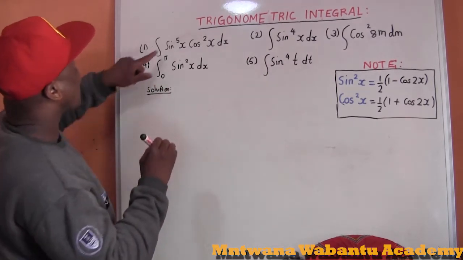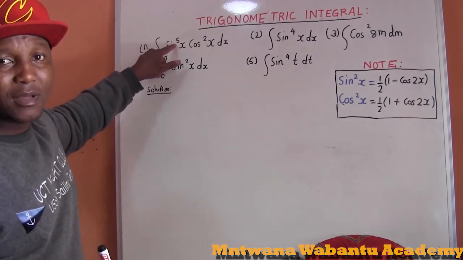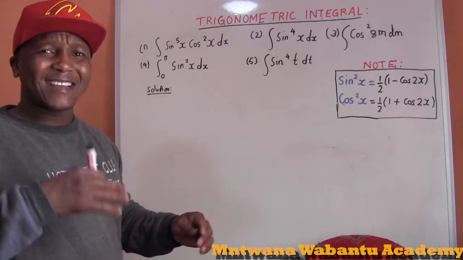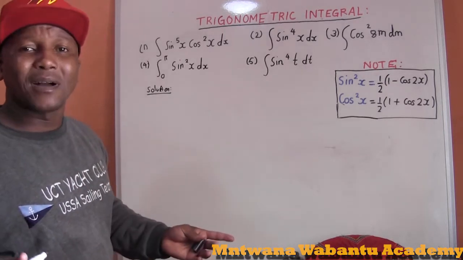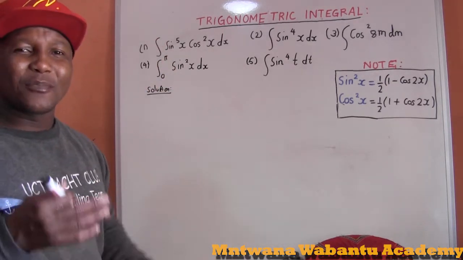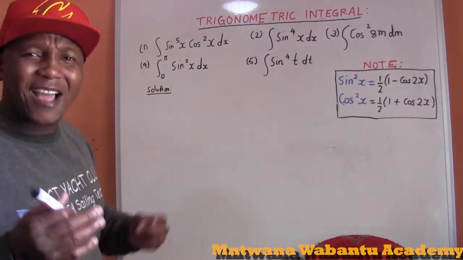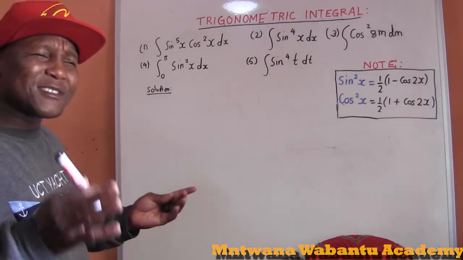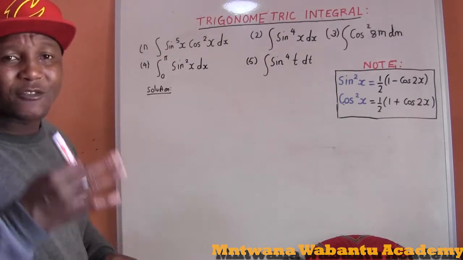So we have an odd power here, five, and five is a prime number. What is a prime number? 1, 3, and so on. Odd numbers: 5, 7, 9, 11, 15. So whenever I have a prime power, I have to break it down.